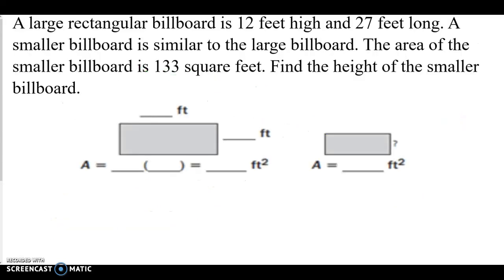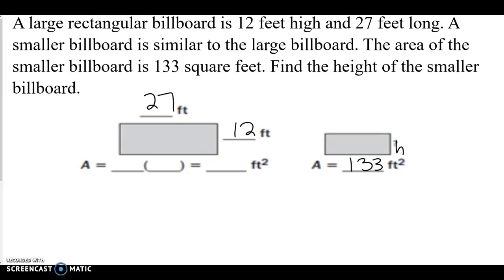Let's look at our billboard. So our large rectangular billboard is 12 feet high and 27 feet long. So you can go ahead and fill those in on your notes in the back. The smaller one is similar, so meaning their sides are proportional to the large one. The area of the smaller one is 133 square feet. And we're looking for the height of the smaller one. So I'm going to put an H right where that question mark is.